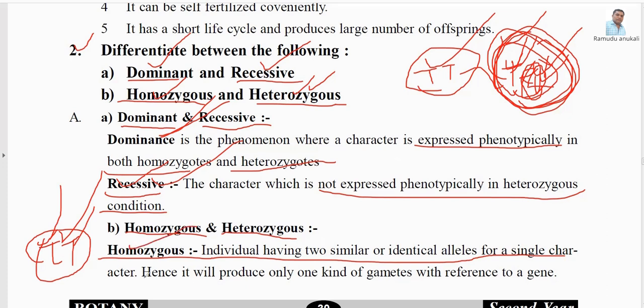So hence it will produce only one kind of gametes with reference to a gene.